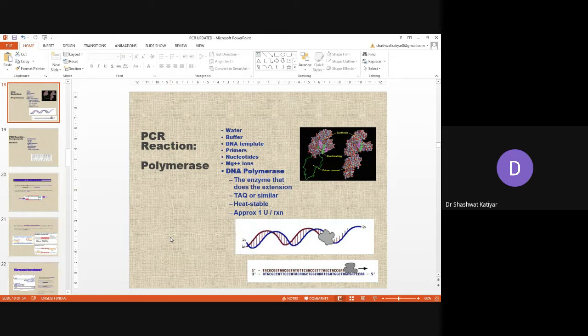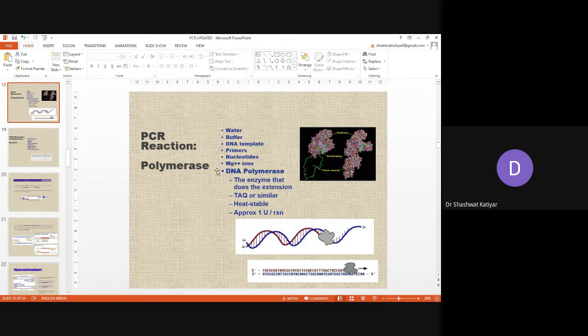Actually, the overall temperature for the PCR machine should not be higher than 55 degrees Celsius or 54 degrees Celsius. In some steps, it will be higher, up to 72 degrees Celsius to 94 degrees Celsius. So the average temperature of the machine will be 54 degrees Celsius or 52 degrees Celsius. So there is a need for a polymerase enzyme which is stable up to that temperature.